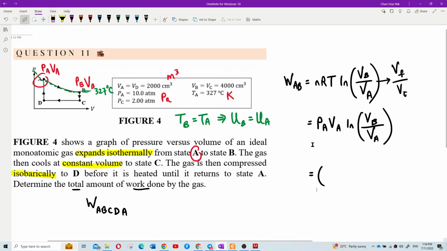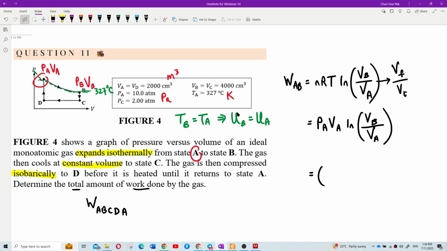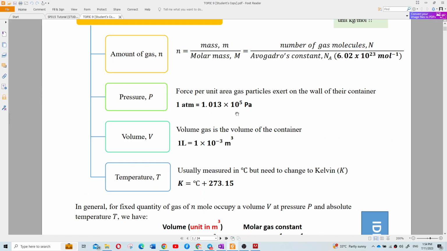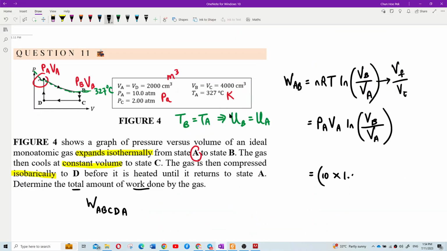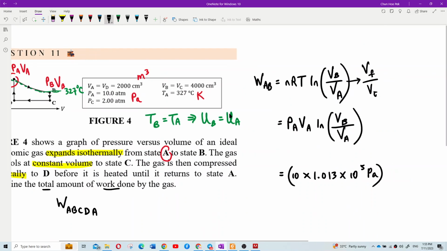Okay, so 1.013 exponent 5. Leceh sikit lah ya soalan ni. So PA is 1 atmospheric pressure. Tukar ke Pascal SI unit. Mesti tukar ya. 1.013 exponent 5 Pascal. Okay, that is pressure. Okay, and then volume.